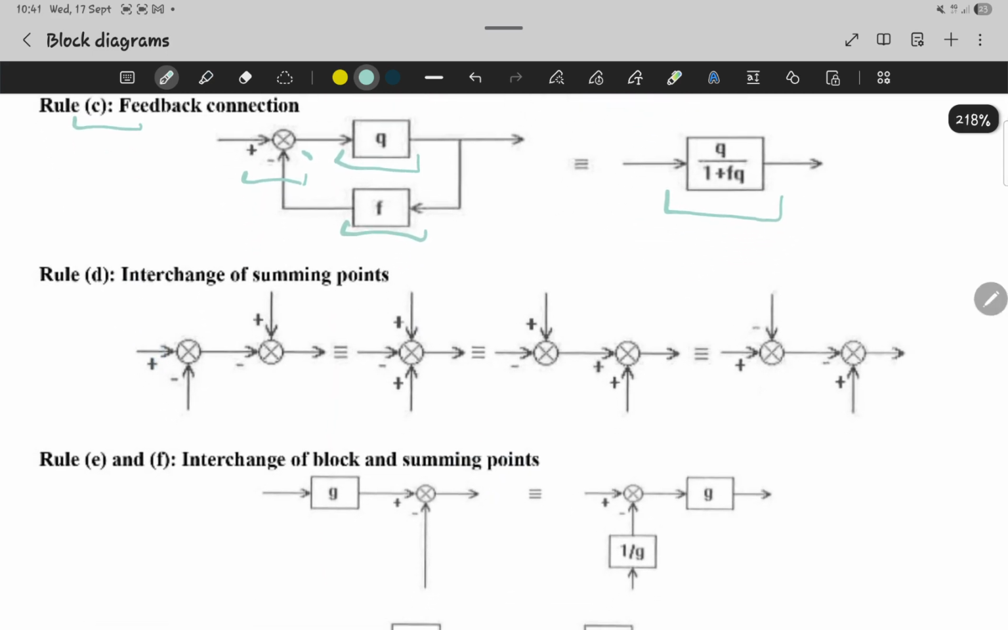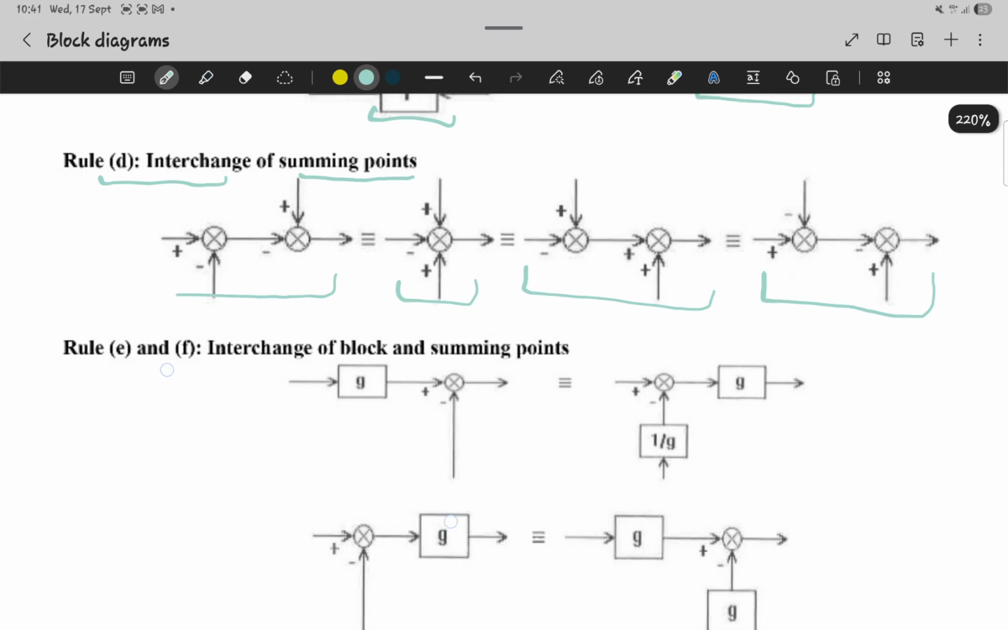Now we have these interchange rules that you see here. So we're going to sum the point. This block is equal to this block. The summing points that you see here, you can just shift them in a different way, the way that you want, depending on how you go about solving the question.